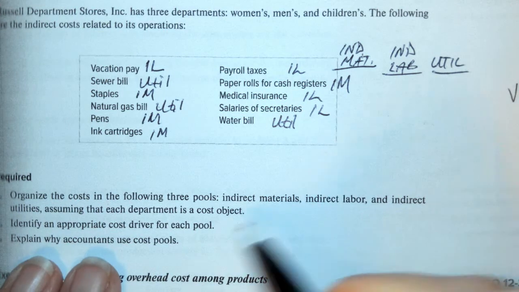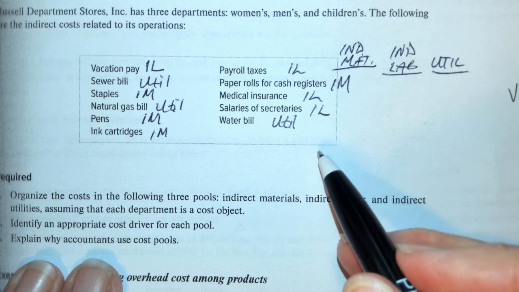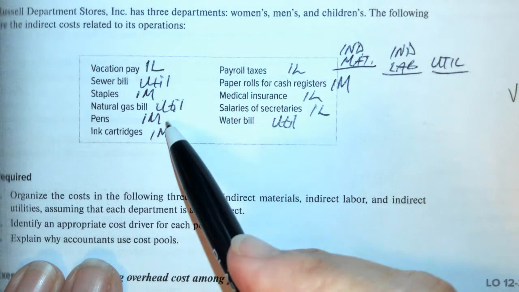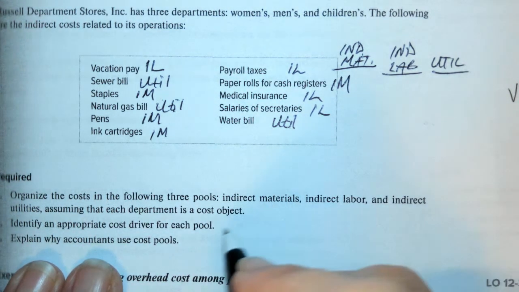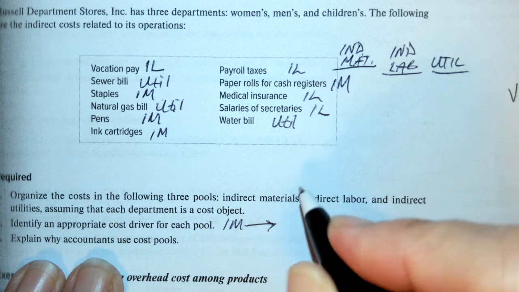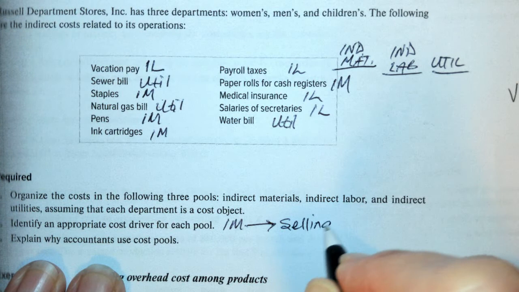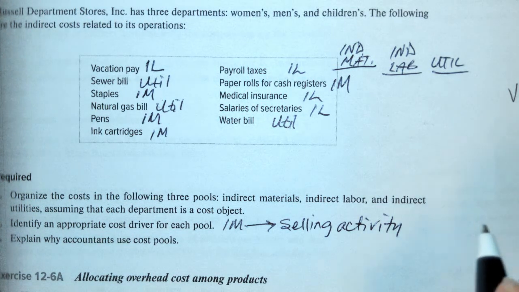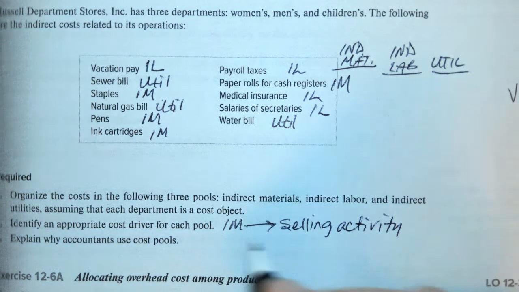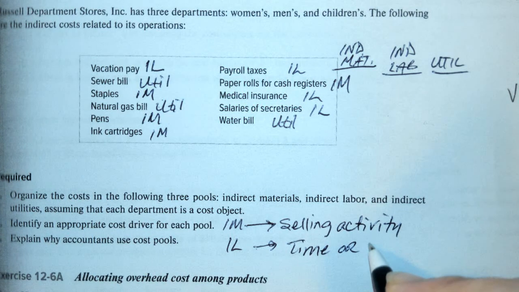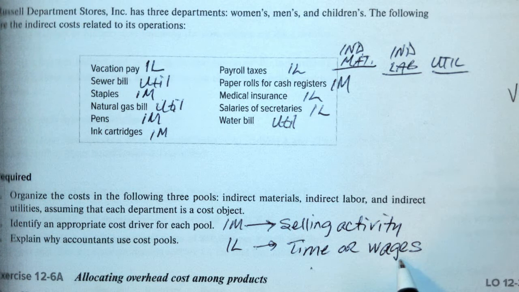Okay? Now, identify an appropriate cost driver for each pool. Well, it looks like most of these materials are about office stuff. So maybe the selling process, okay? That would be an example of indirect materials. Selling activity would be driving that, or general and administrative activities would be driving that. Okay, indirect labor, the driver would be time or wages. Okay, time worked or wages paid would drive your labor cost, okay, your indirect labor.